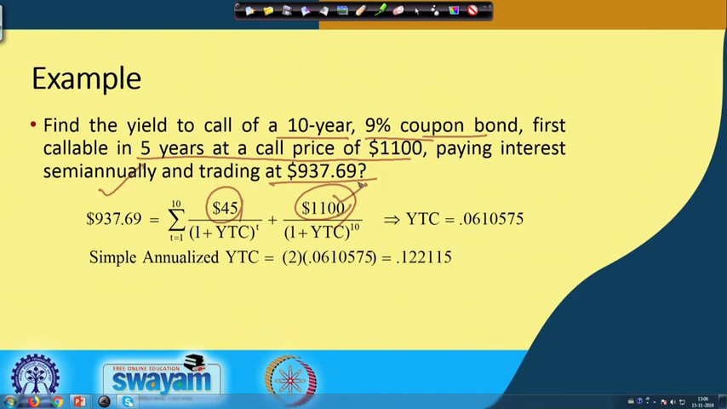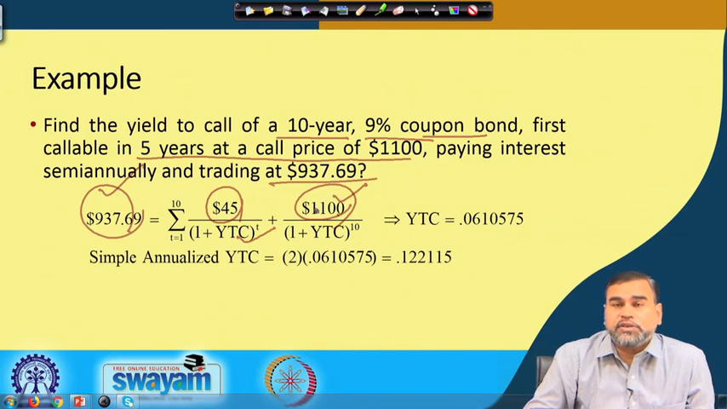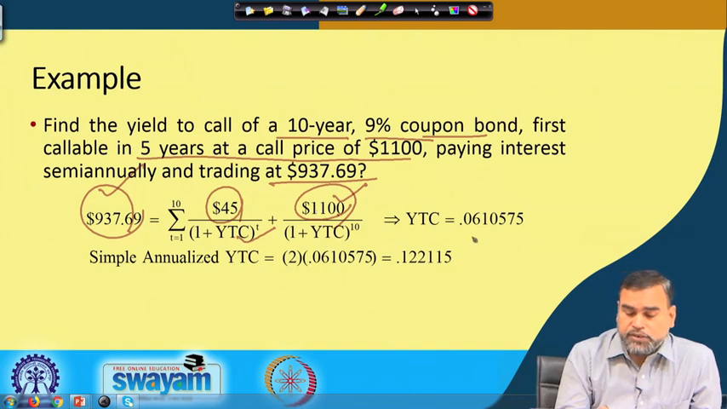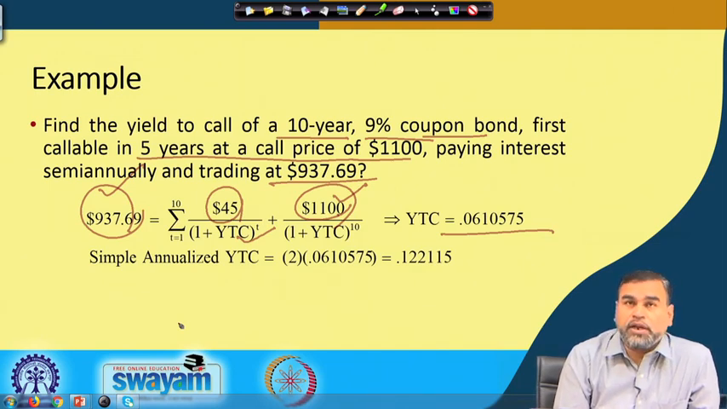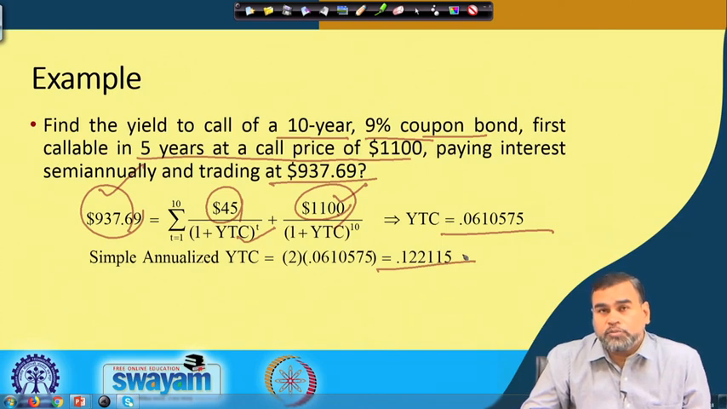So then what we have to do? We have to find the YTC which equates this market price with the present value of these cash flows. In that context, we find that the YTC becomes 6.10575, then you have to go for the annualized YTC, so you multiply by 2, that is 12.21%.